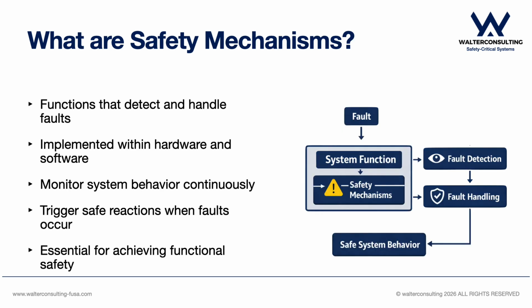So what are safety mechanisms? Safety mechanisms are functions within a system that detect and handle faults. They are implemented in both hardware and software. Their purpose is to continuously monitor system behavior. If a fault is detected, they trigger a defined response to maintain safety. In simple terms, safety mechanisms ensure that faults do not lead to hazardous situations. They are a fundamental part of functional safety in ISO 26262.